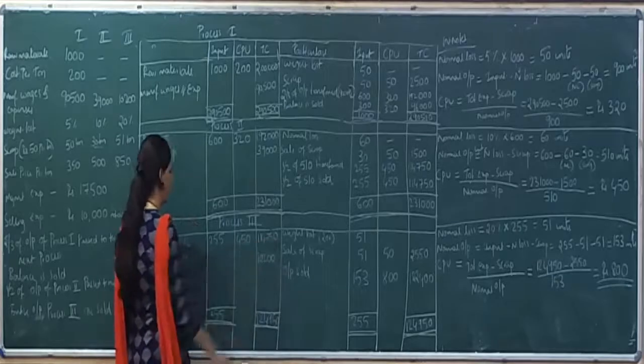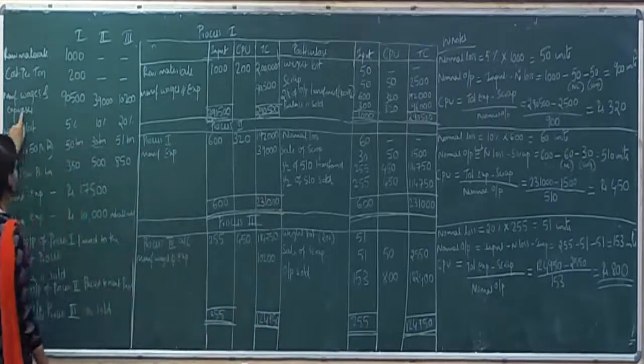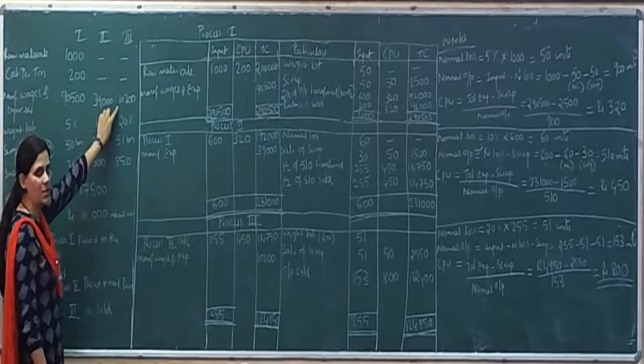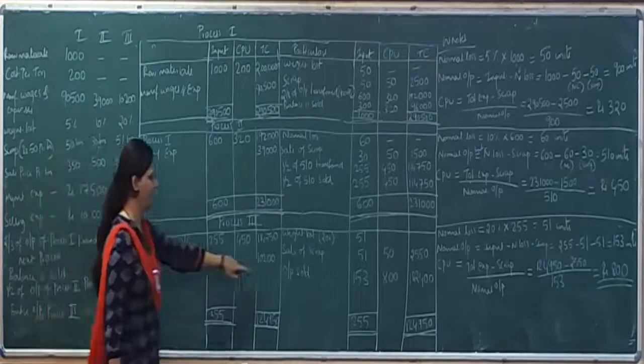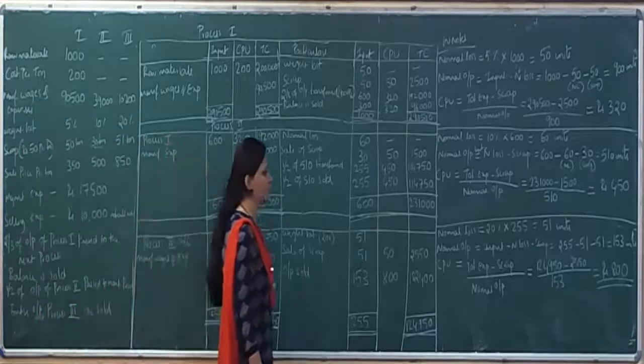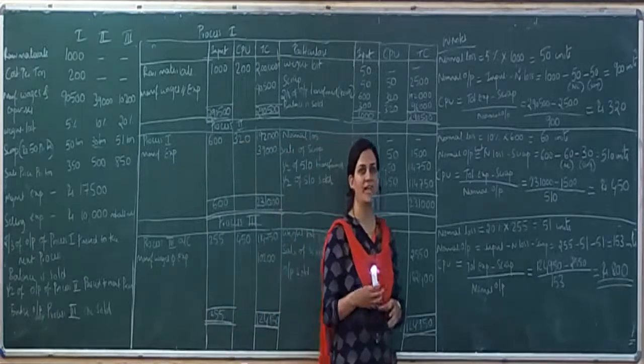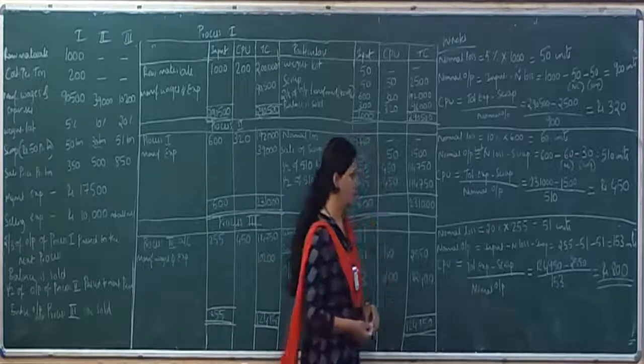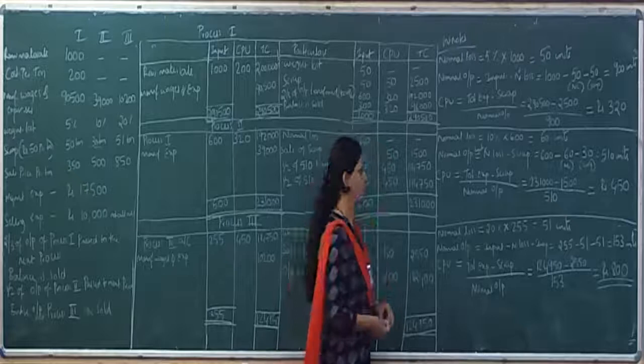So in the process 2 account, we have got the transfer of 255 at 450, this is written, and manufacturing wages and expenses are 10,200, that is written over here. And then we can show through a working note what the weight lost or the normal loss is.